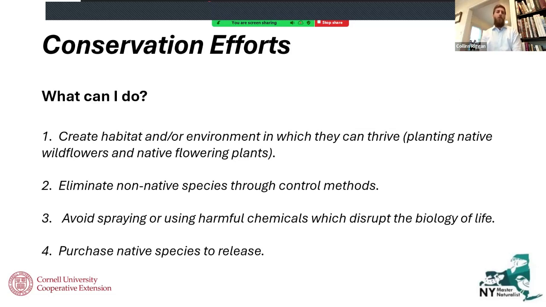So what can we do to help increase the population of the 9-spot? First is we can create a habitat or an environment in which they can thrive. So that's doing things like planting native wildflowers, flowering plants. We can eliminate non-native species through control methods. And what I mean by that is when you see any non-natives in the house, suck them up with a vacuum cleaner. Don't re-release them. Definitely don't encourage that, because they're just going to push out everything that's native here.